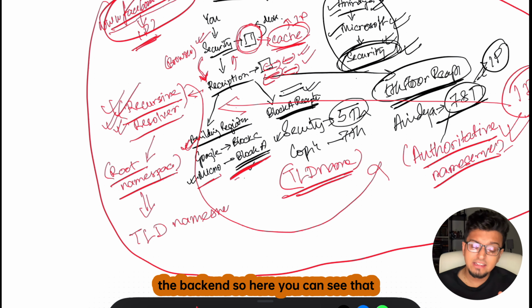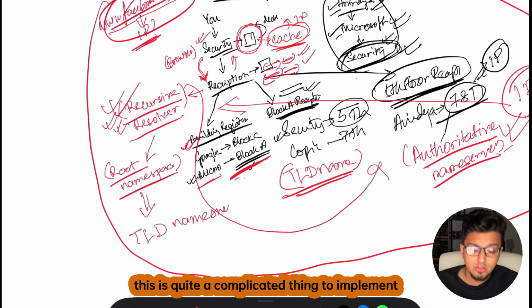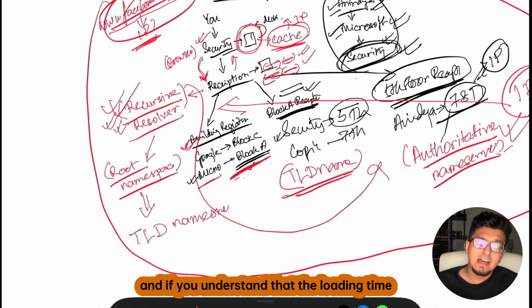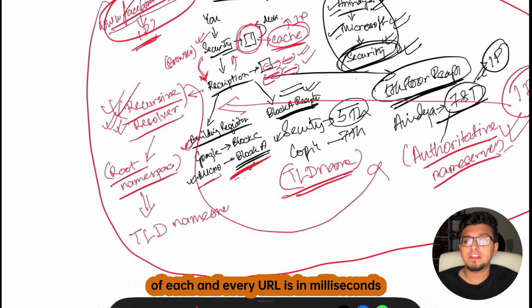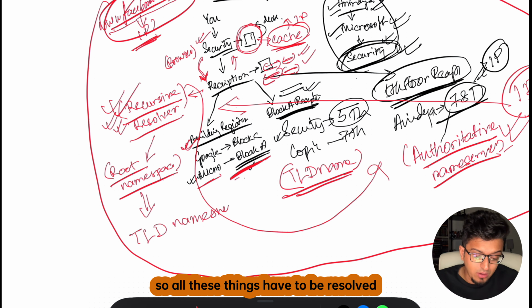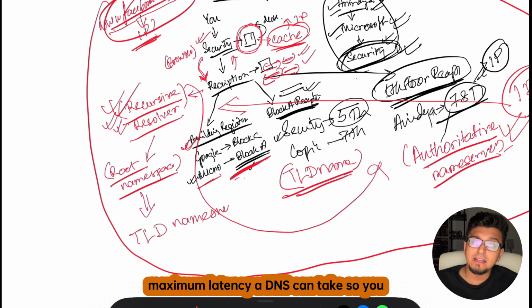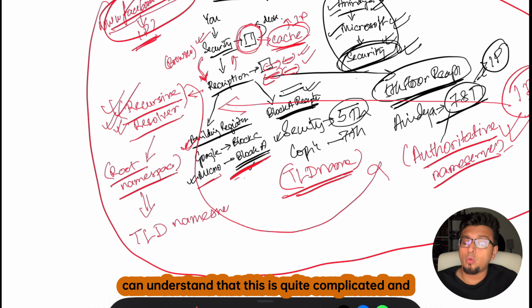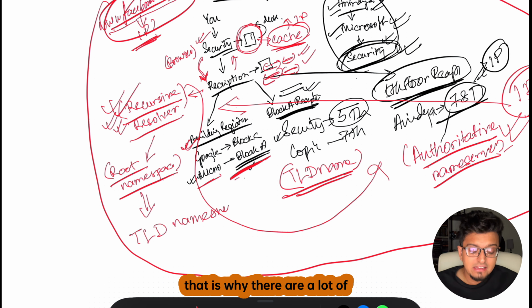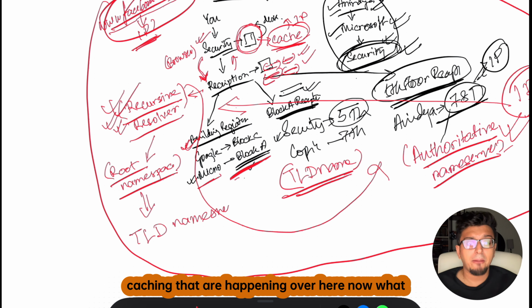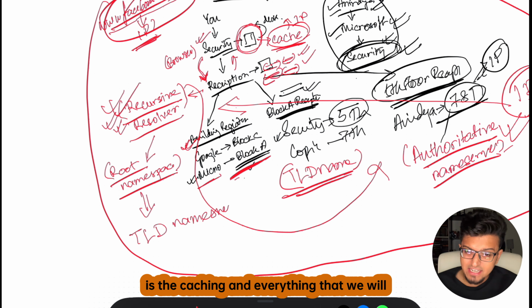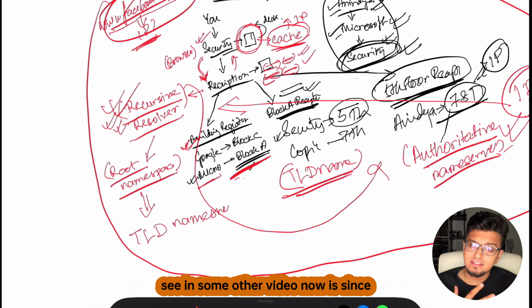So here you can see that this is quite a complicated thing to implement. If you understand that the loading time of each and every URL is in milliseconds, all these things have to be resolved within 100 to 200 milliseconds. That is the maximum latency a DNS can take. So you can understand that this is quite complicated, and that is why a lot of caching happens over here. What the caching is and everything, we will see in some other video.